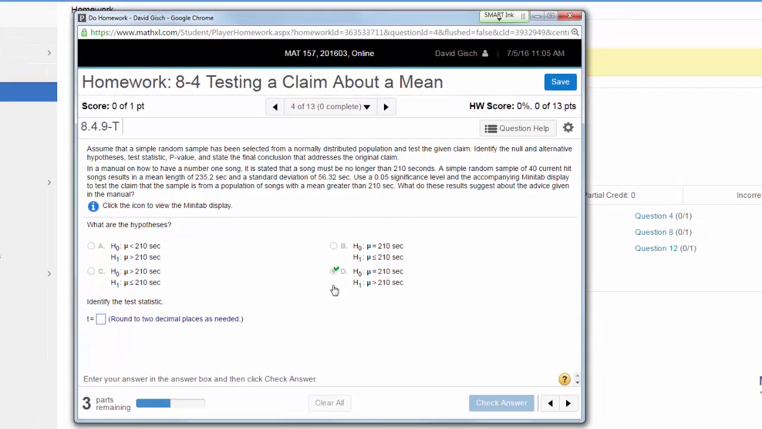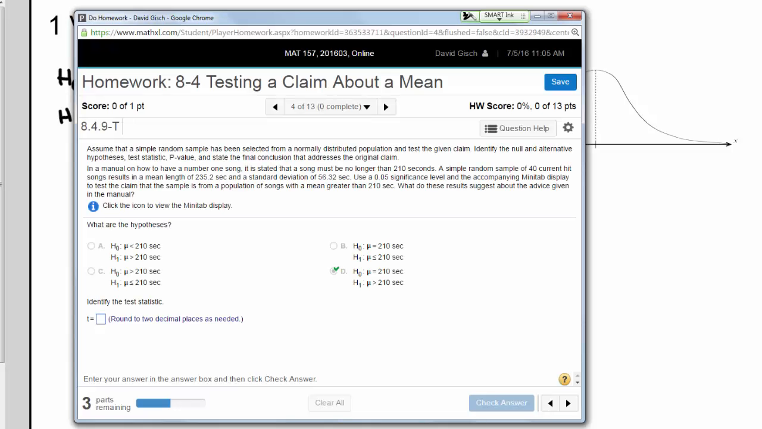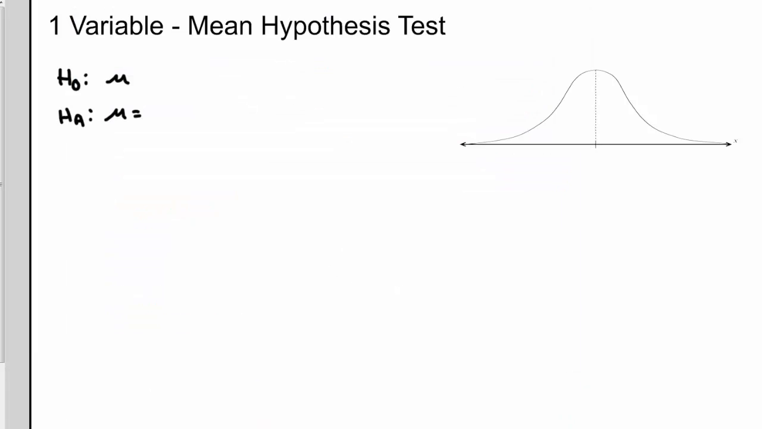Alright, so let's jump over. I want to write down the parts. So my null hypothesis, mu, my alternative hypothesis, again, mu. If we jump back real quick, mu is greater than 210 seconds. So erase that. Greater than 210 seconds, and that is also my claim, and therefore the null would be less than or equal to, or just simply equal to.